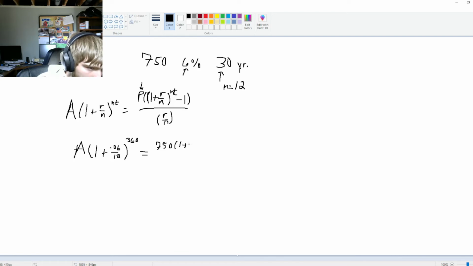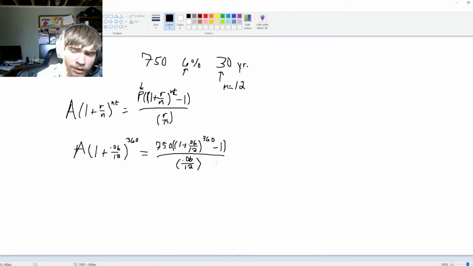Times (1 plus 0.06 over 12) to the 360 power. Again, forgot a parenthesis, minus 1, all over, again, 0.06 divided by 12. Now I recommend here you pause the video and try to evaluate this on your calculator and see if you get the same answer as me to make sure you're putting all your parentheses in the right spot, doing everything correctly. We're solving for A here.